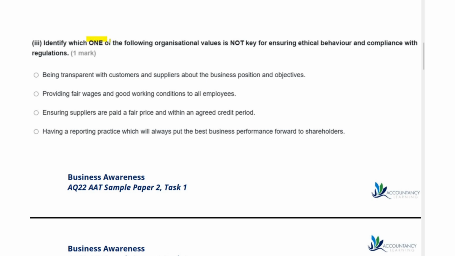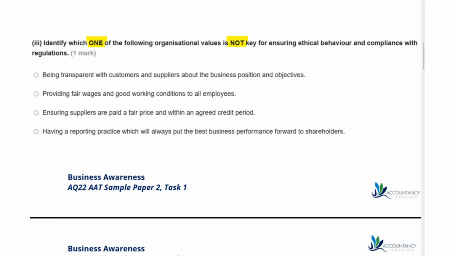Identify which one of the following organisation values is not key for ensuring ethical behaviour and compliance with regulations. So we're looking for one that is not key for ensuring ethical behaviour and compliance with regulations. So looking at the four options that we've got then, being transparent with customers and suppliers about the business position and objectives. So this is ethical. So this would be a way of ensuring ethical behaviour. Providing fair wages and good working conditions to all employees. So this will be compliant with regulations.